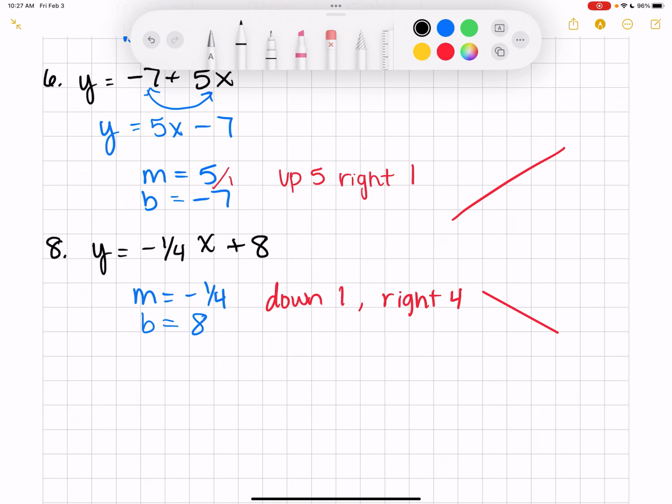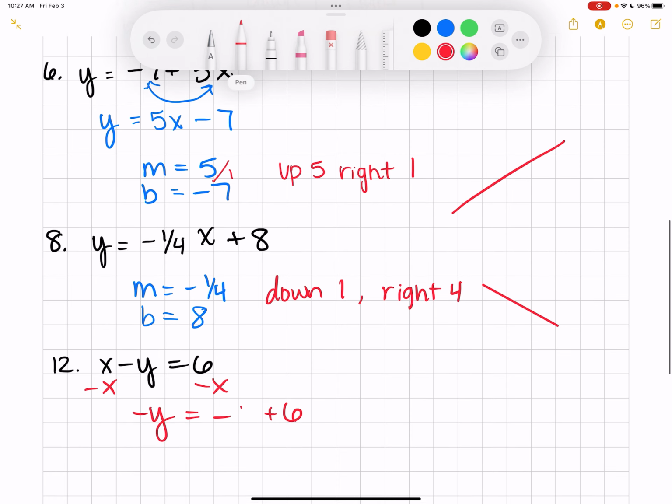So number 12, x minus y is equal to 6. So I need to get y by itself. So how would I get y by itself? What do I need to do first? Well, I need to only have y left on that side. So how do I undo? Minus x on both sides. So negative y is equal to negative x plus 6.